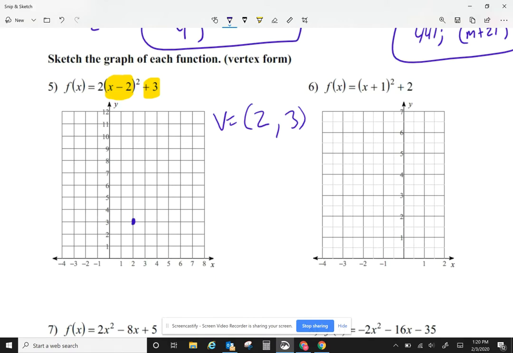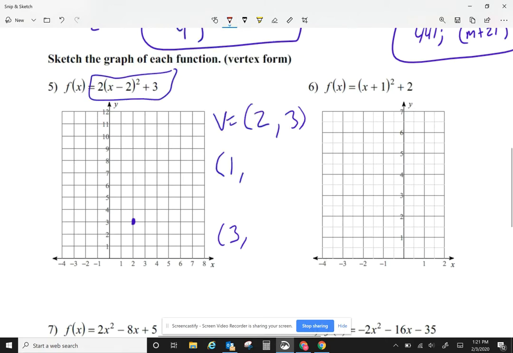Now let me find two other points. One of the values I'm going to choose is 1 for x. And another point I'm going to use is 3 for x. Since my vertex with the x value was 2, I chose one number less than that and one number more than that. So that's why I chose 1 and 3. Now I'm going to use the equation, and I'm going to find a corresponding y value.